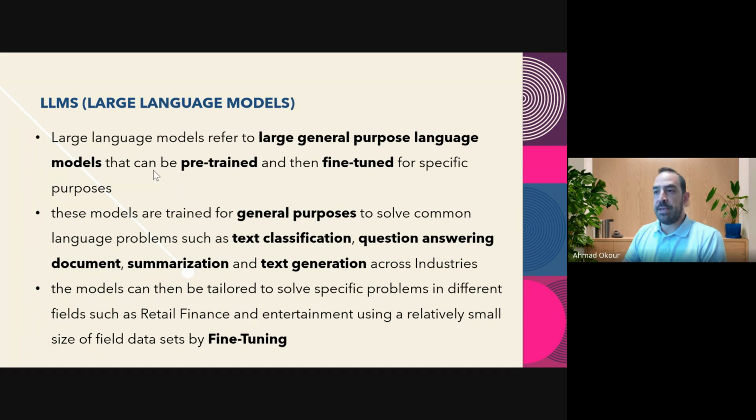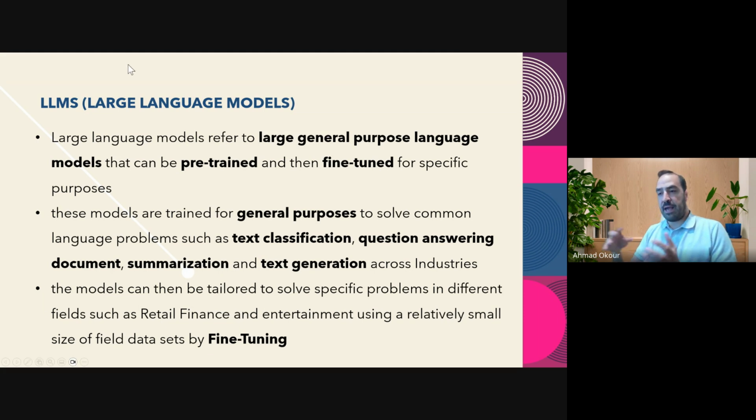These models are basically initially trained for general purpose to solve common language problems. So they understand language. If you ask it a question, it knows what you're asking. It can predict the next word. It can do question answering, text classification, summarization. A lot of people give it a large document and it gives you back a summarization of that document, and also text generation across different industries.